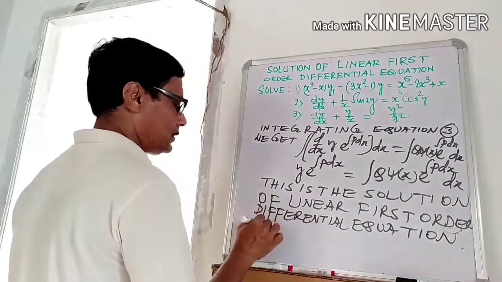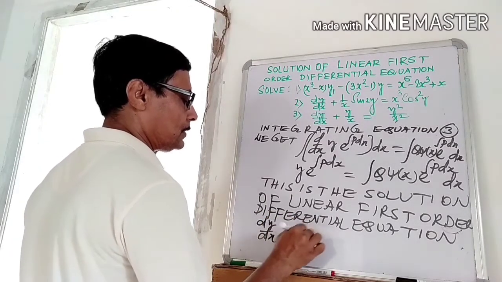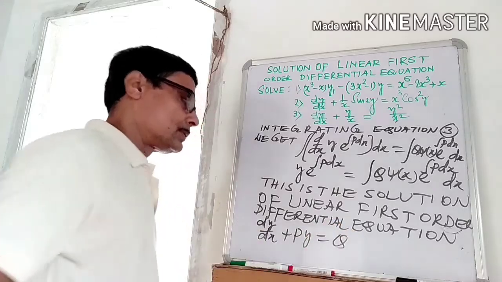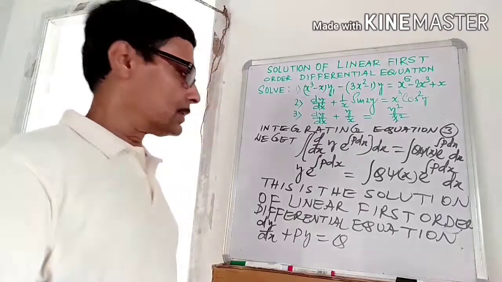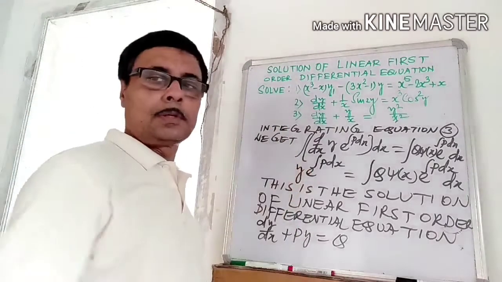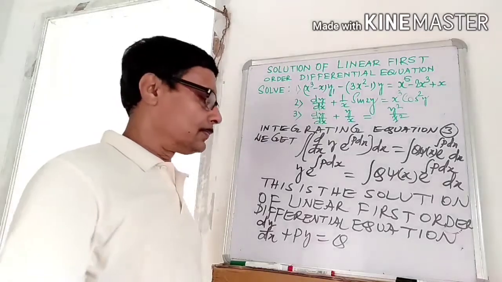Which is in the form dy/dx + Py = Q. This is the solution of a linear first order differential equation. This is the procedure for solving linear first order differential equations.